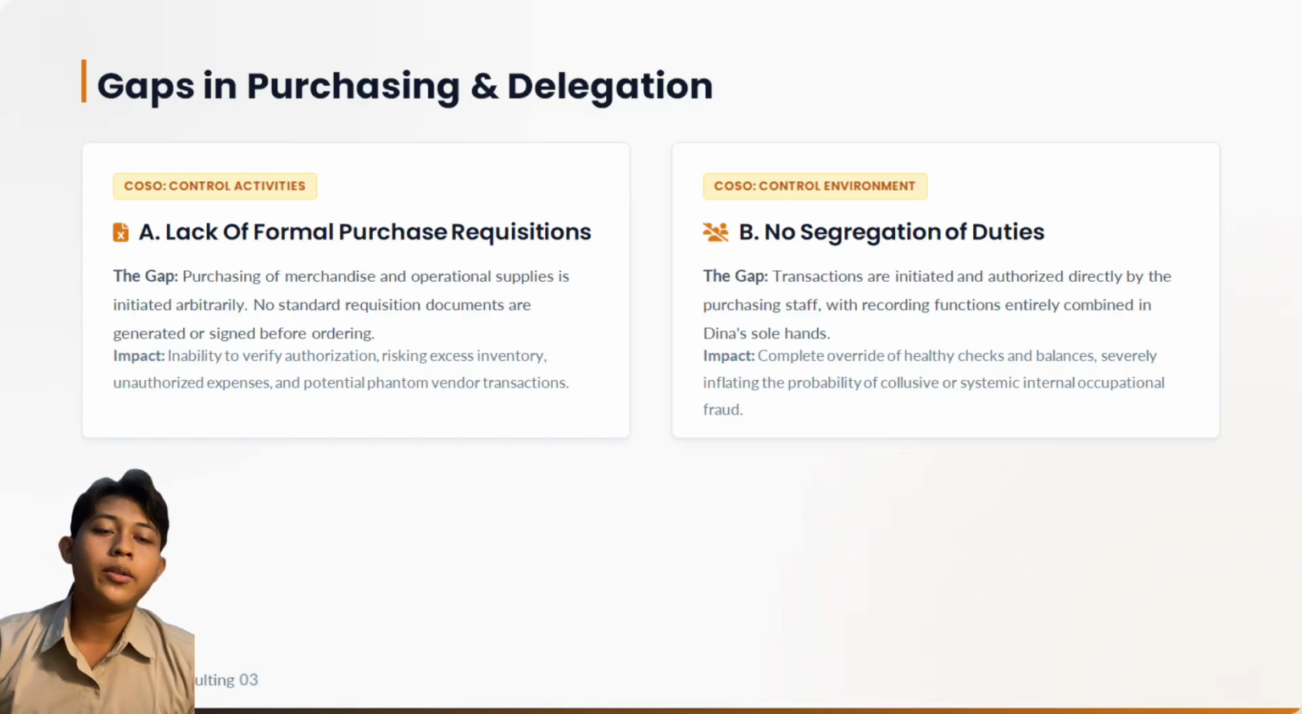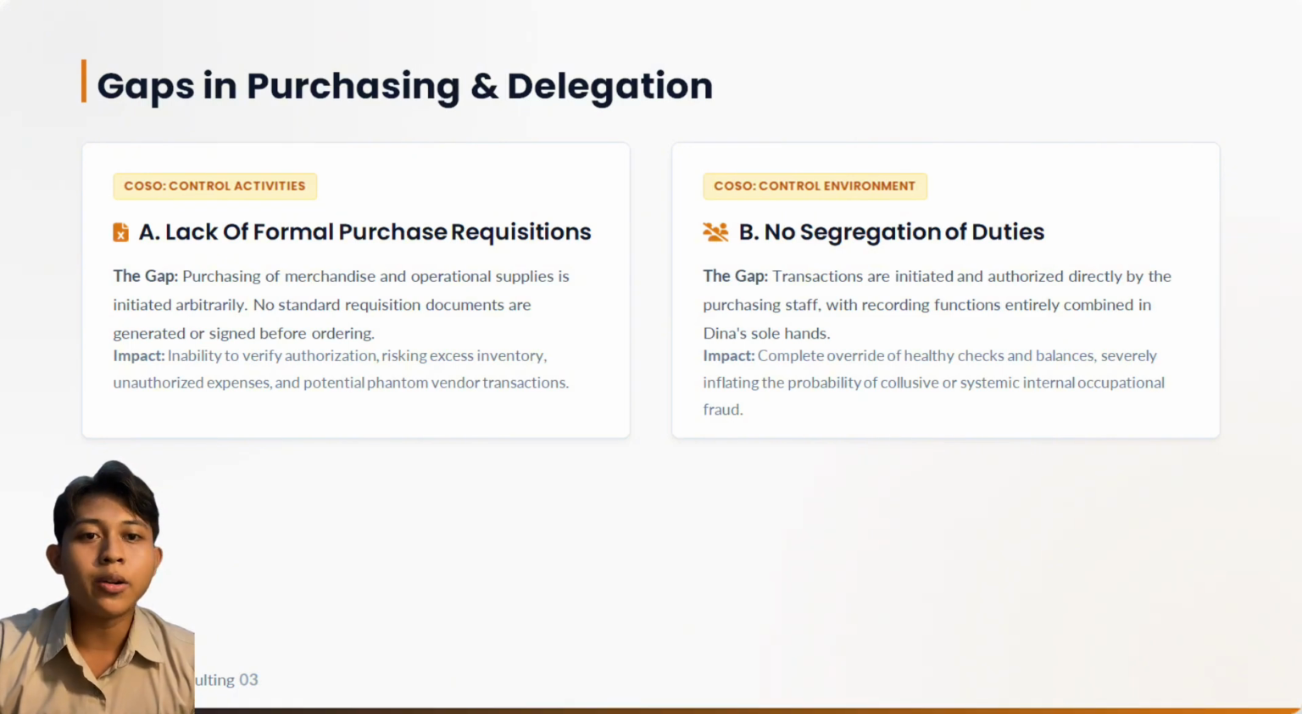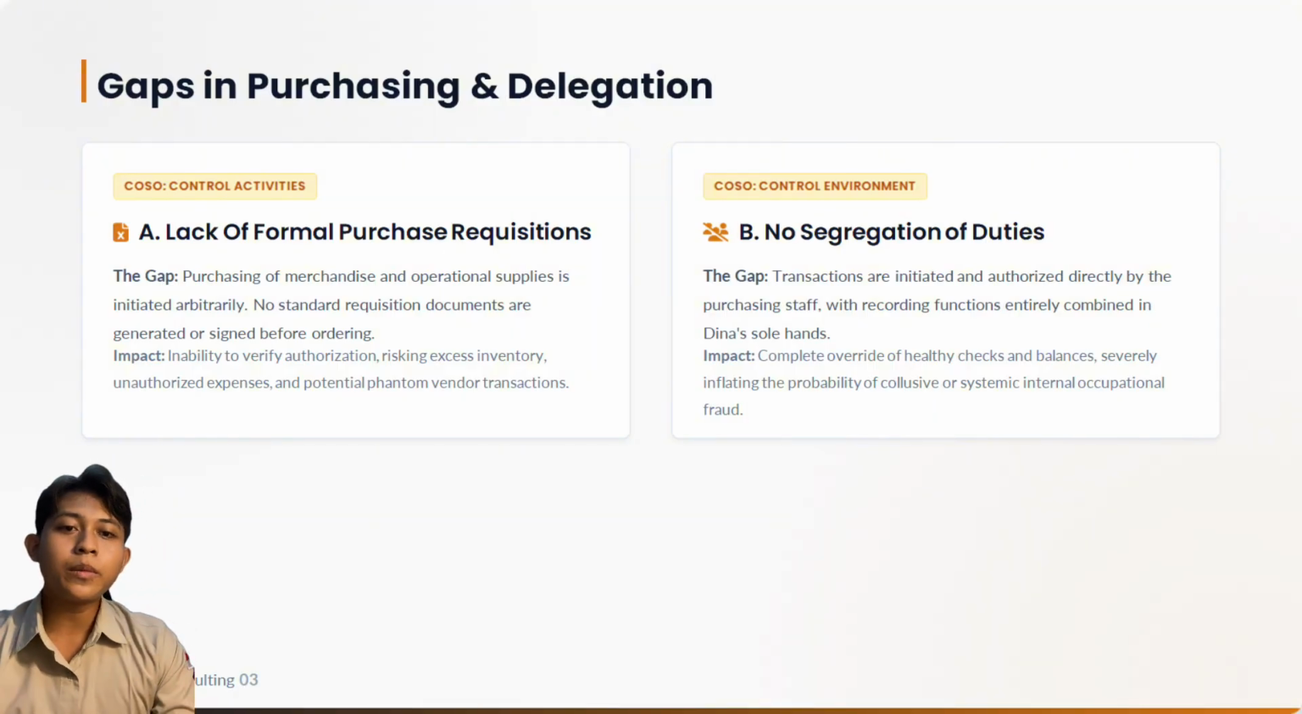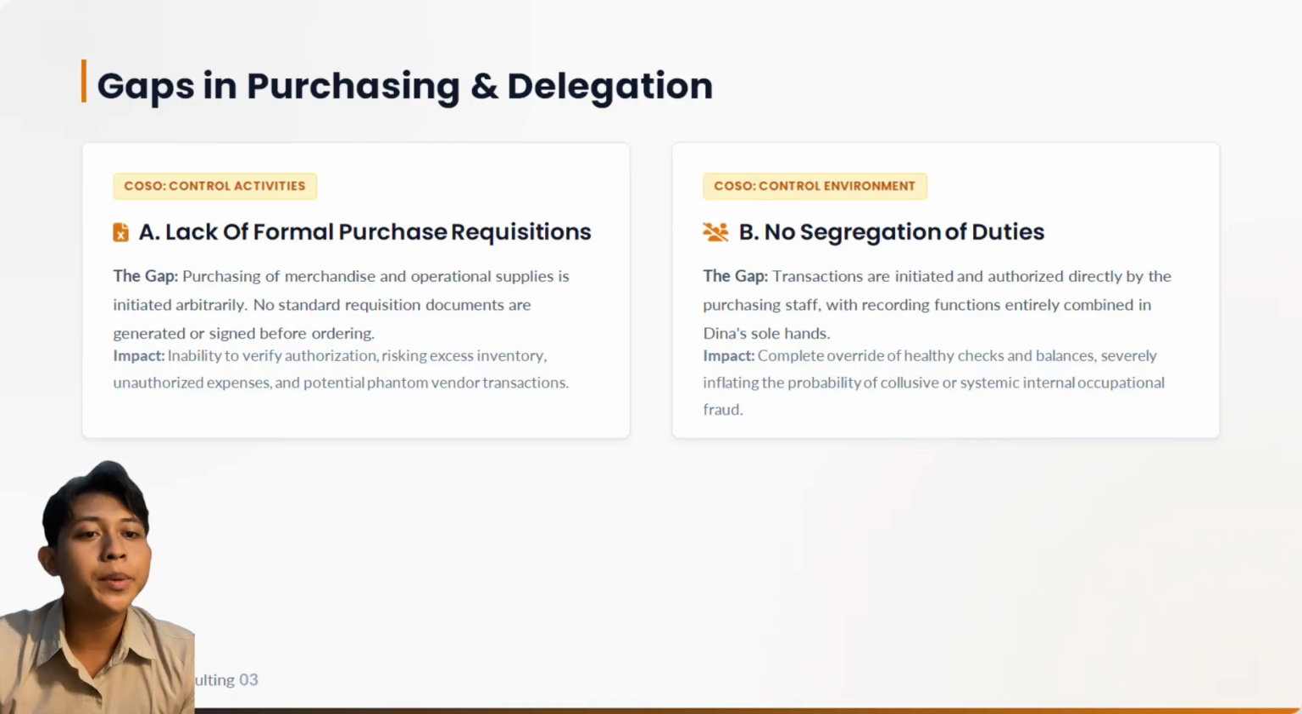This weakness relates to the COSO component of control activities, specifically regarding transaction authorization, which should originate from the bottom up before being approved. As a result of this condition, the company runs a high risk of making unauthorized purchases or accumulating the wrong item in the warehouse, ultimately draining operational cash flow.